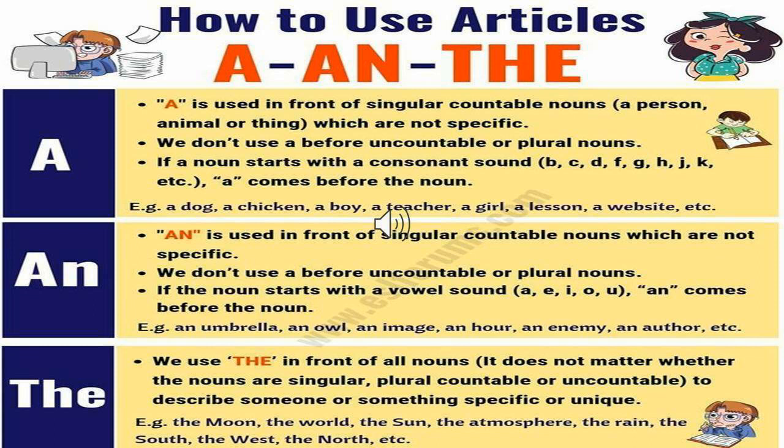Then "the". We use "the" in front of all nouns. It doesn't matter whether the nouns are singular, plural, countable or uncountable. To describe someone or something specific or unique, particular, like the moon. Moon is only one in the whole universe. The world, the sun, the atmosphere, the rain, the south, the west, the north.